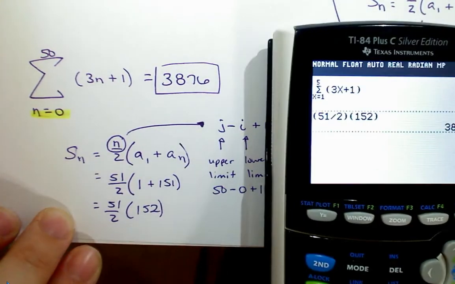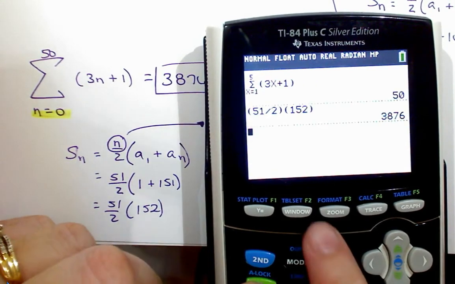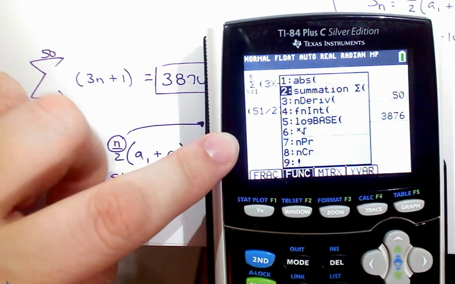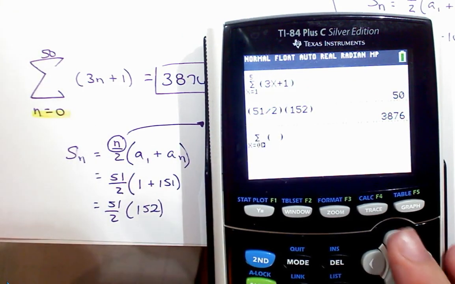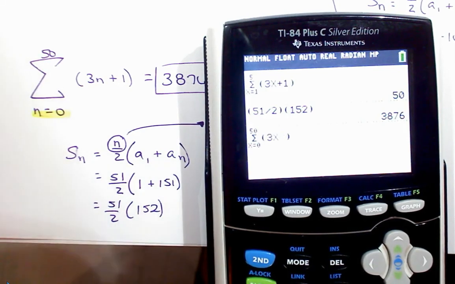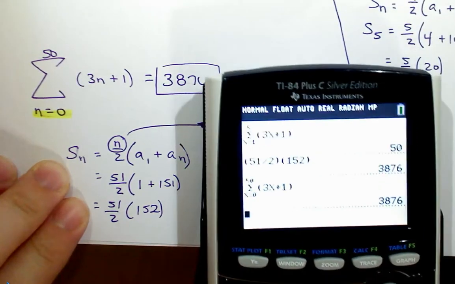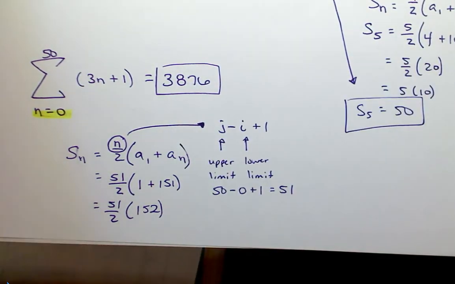Now again, using our calculator, which we're going to check to make sure we've done it correctly, we're going to do alpha F2, option 2, type in x equals 0 up to 50, and then 3x plus 1. And when I hit enter, notice I have gotten the same exact answer. Okay, so the calculator will give you the right answer, so if you're not sure if you're doing it correctly, you can check. Okay, so that is kind of the big part of today's lesson.